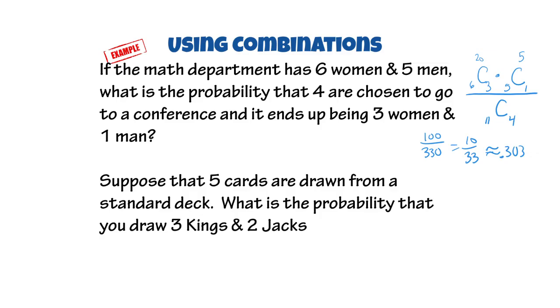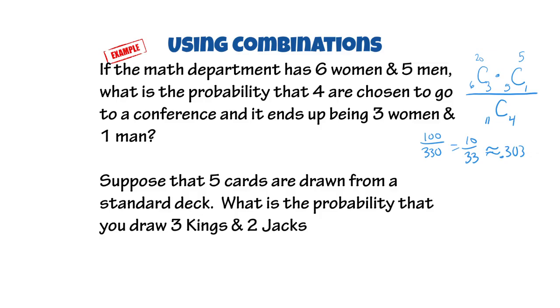All right, so this next one, back to the cards here. Suppose that 5 cards are drawn from a standard deck. What's the probability that you draw 3 kings and 2 jacks? Okay, so that would be called a full house. When you have 3 of one kind and 2 of another like this, that's a full house. So we want this very specific full house. We want the 3 kings and the 2 jacks to happen.